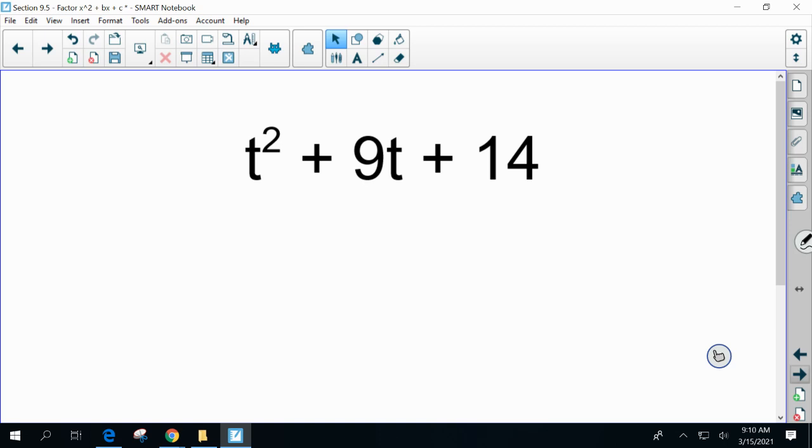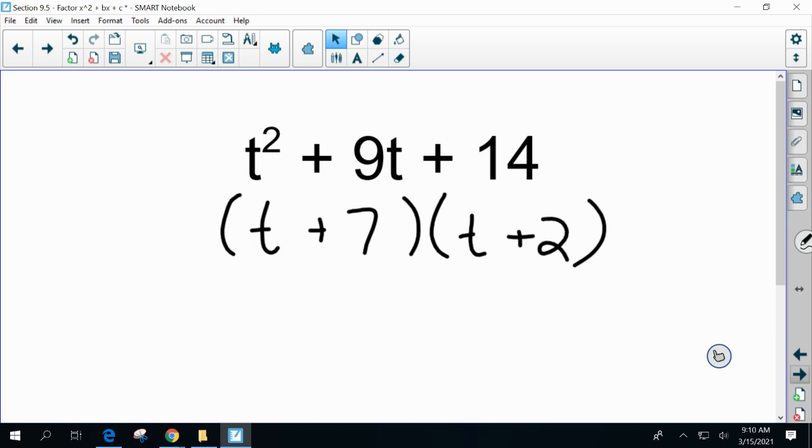Okay, so for this one, I have my two signs as plus plus. And what did you guys get as your factors of 14 that add up to be 9? I think I heard 7 and 2, hopefully. Like 1 and 14 would be 15, so we know that doesn't work. Our other choice is 7 and 2.